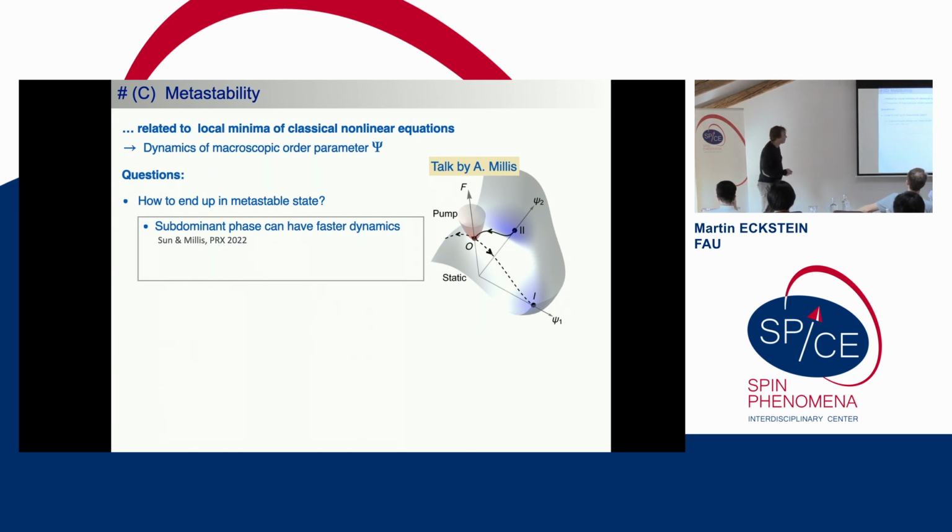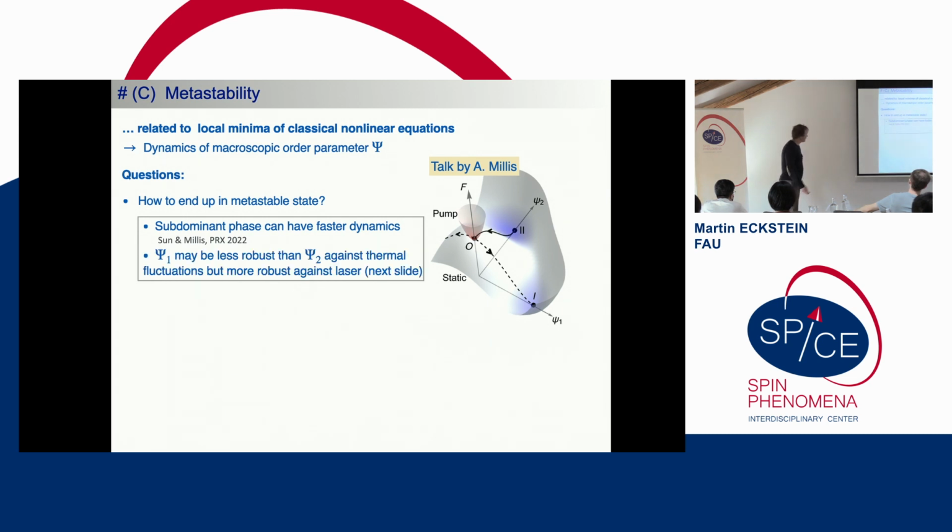So if you have such metastable minima in the system, the main question is how you end up in there. And this is what part of Andy's talk was about: one possible generic mechanism is that one phase might be thermodynamically less stable, but the dynamics of this phase might be faster than the other phase, so that if you prepare an excited state, you can end up in this state. There's a related way formulated, which can have two order parameters that are coupled.